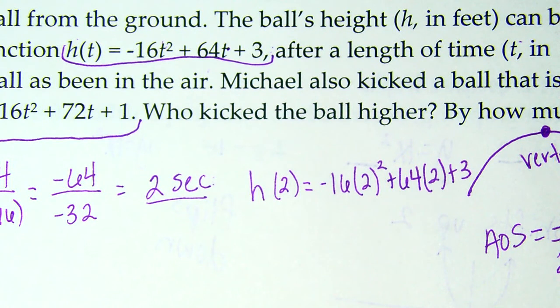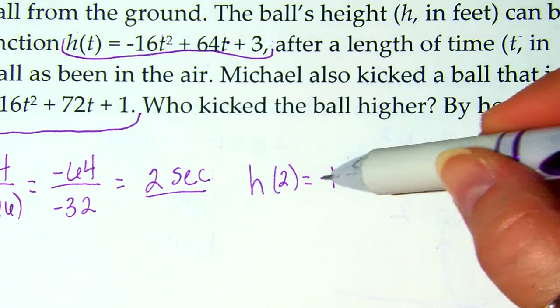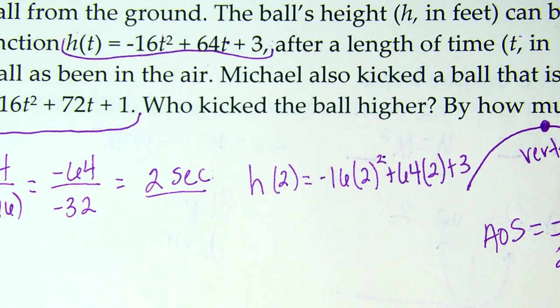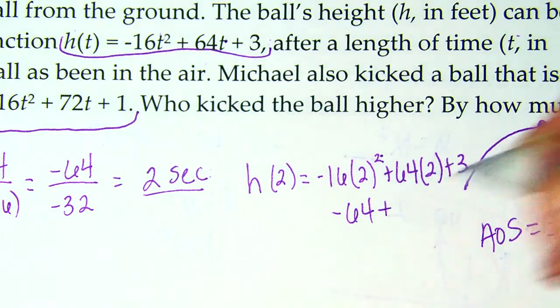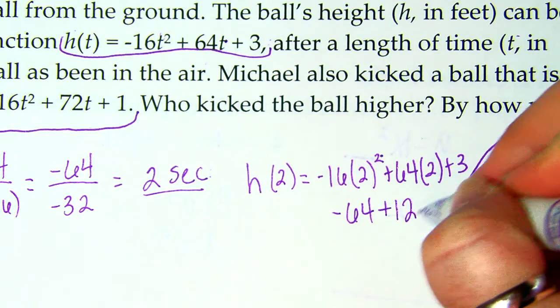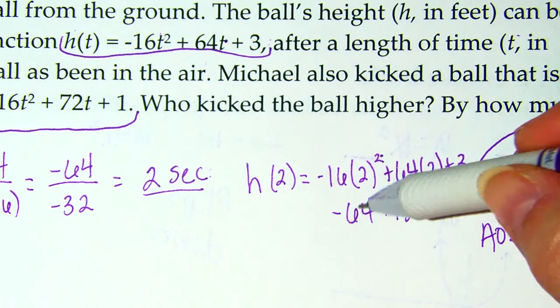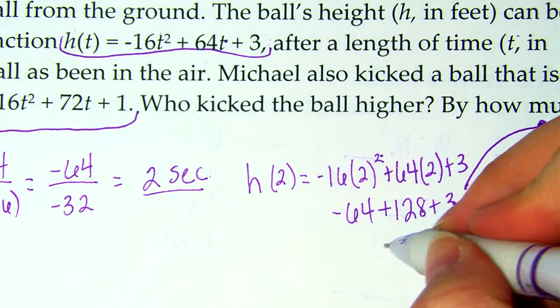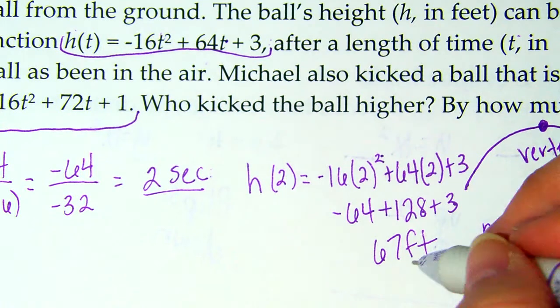So what is 2 squared? 4. And if you want to type this whole thing in, if you have a calculator, you can type it all in at once. But I'm just going to do it by hand. So 2 squared is 4 times negative 16, negative 64, right? 64 times 2 would be 128 plus 3. So when you add all this up, that'd be 64 plus 3, 67. Anybody else get that? Yeah.